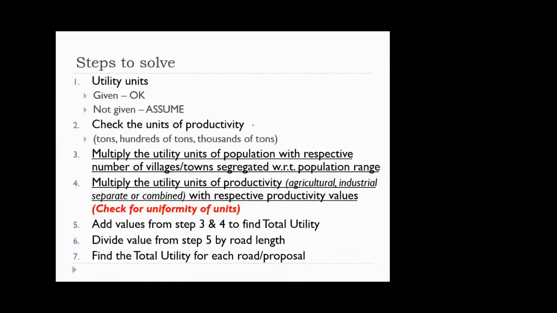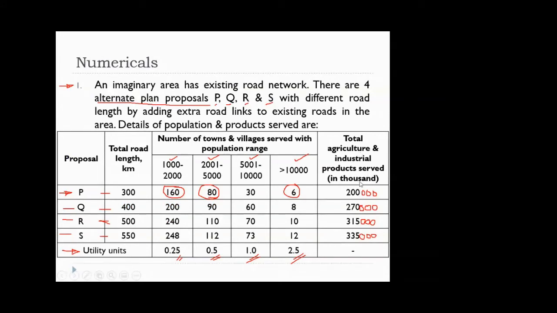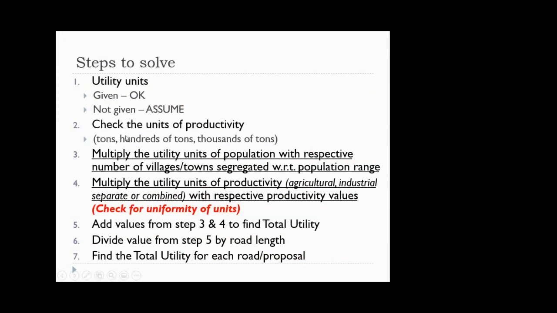I just summarized the steps that are needed to solve this numerical. The first step is the utility units. You need to check whether they are given. If they are given, okay. If they are not given, you have to assume them. The second thing you have to check is the units of productivity, as in whether the productivity is given in tons, hundreds of tons or thousands of tons. In the question we are dealing with, there is no unit of tons or kg, but they have given that the productivity is in thousands. We'll see the first two steps.